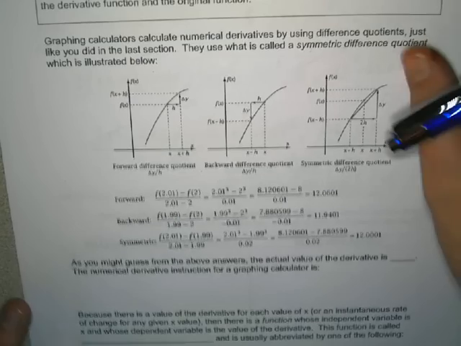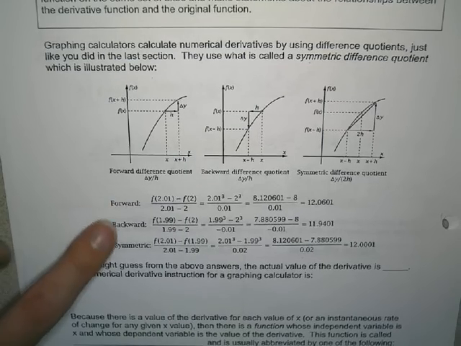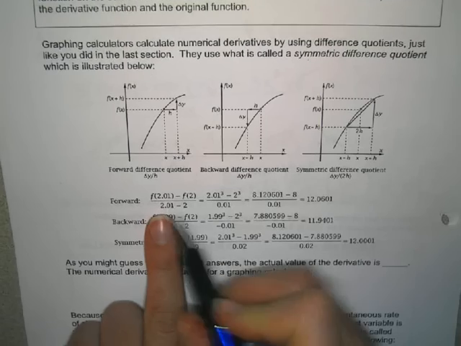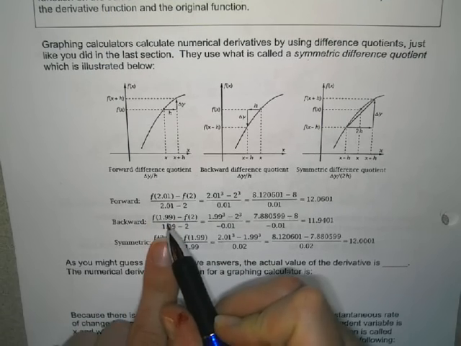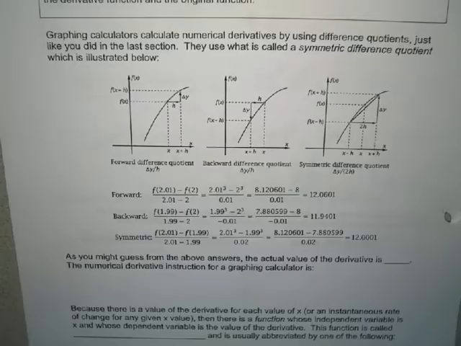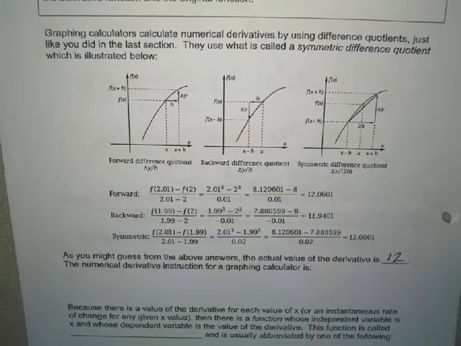Okay, so graphing calculators calculate numerical derivatives by using difference quotients, just like you did in the last section. So you'll see the forward, backward, symmetric. It's just using different x values. Forward is you use a value that's just to the right of the value you're looking for. Backward, you use the value directly to the left. Symmetric is you use the in front value and the behind value and not the actual value. As you might guess from the above answers, the actual value of the derivative is 12. And then we're going to show how the numerical derivative here will calculate it.